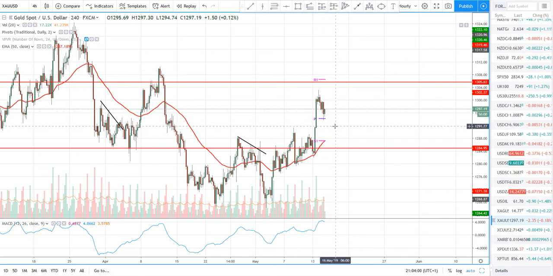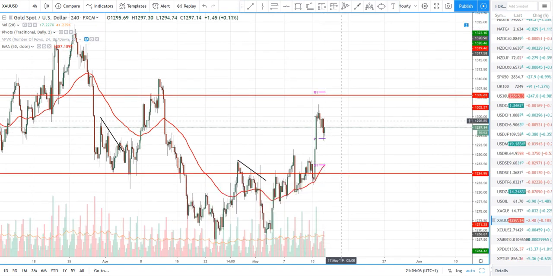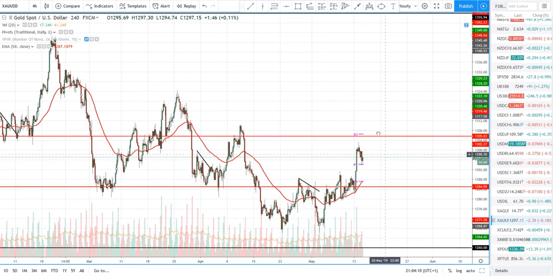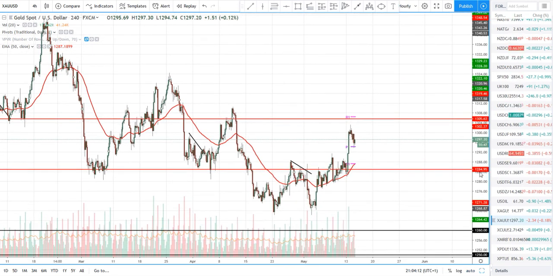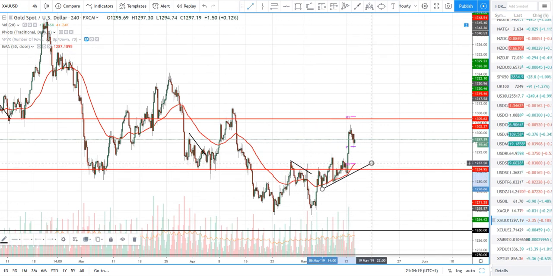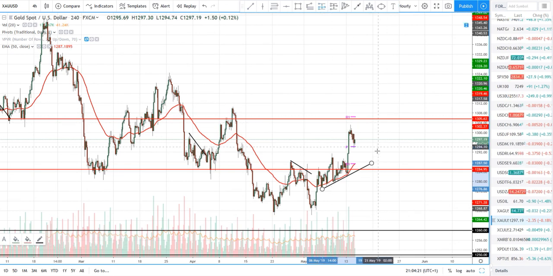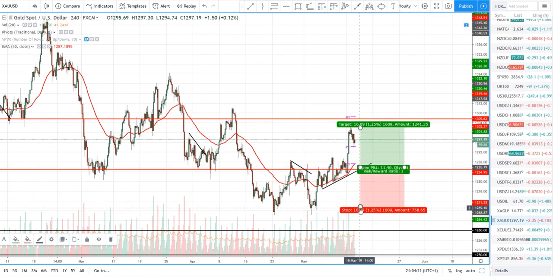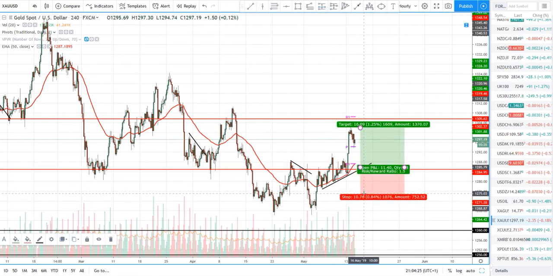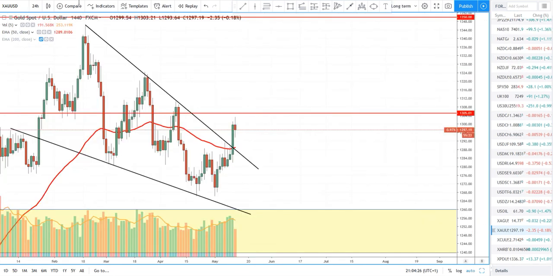Move back down to around about 1290 roughly, that kind of area. That's what I'll be looking for, and then test the 4 hour 50 and go from there. If it comes down further to 1285, that would be a very, very nice trade there as well. So if you've got this kind of level here, you could place your order there for a 24 hour order, maybe a 36 hour order, have your stop there like that, and then you can target.